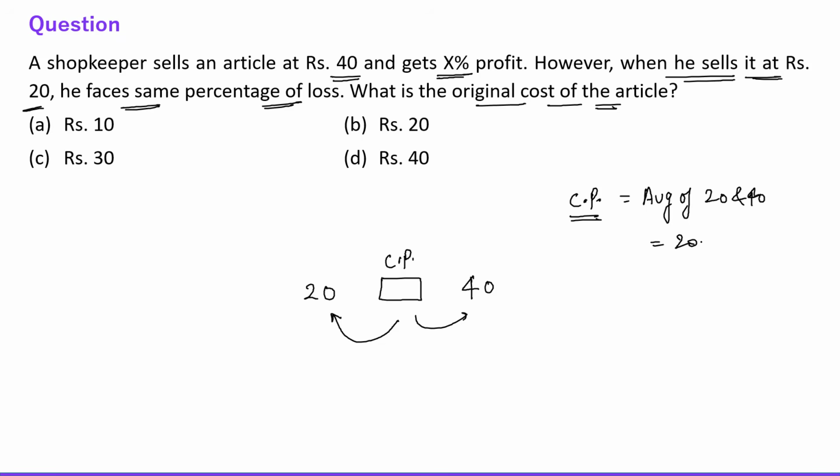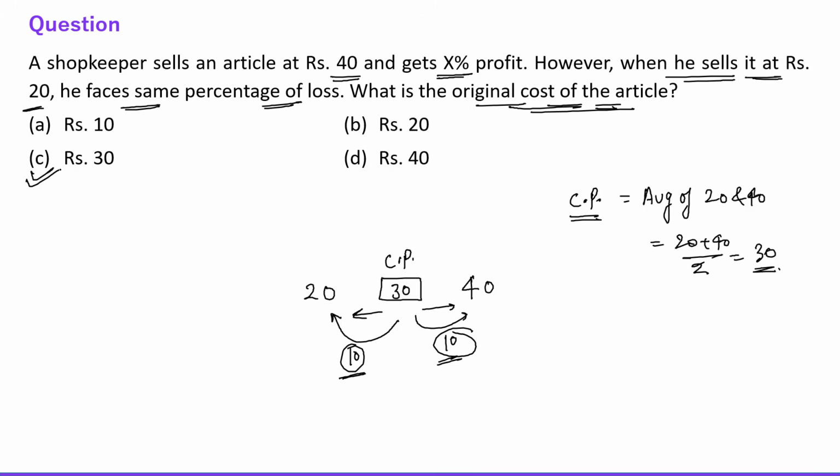So CP is 20 plus 40 divided by 2. So this is 30 rupees. Okay. So here the profit is 10 rupees and here the loss is 10 rupees. When the article is sold at 40 rupees, there is a profit of 10 rupees. And when the article is sold at 20 rupees, there is a loss of 10 rupees. So profit is equal to loss. So what is the original cost of the article? So cost of the article is rupees 30.